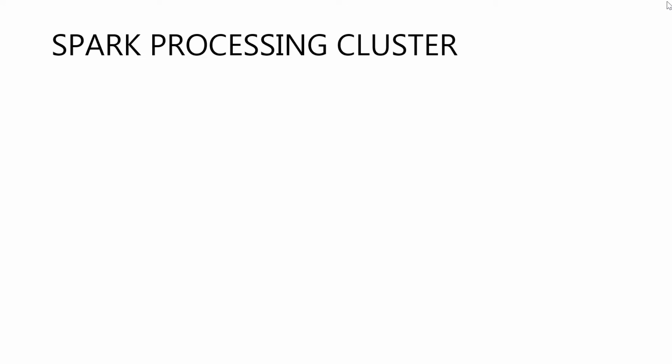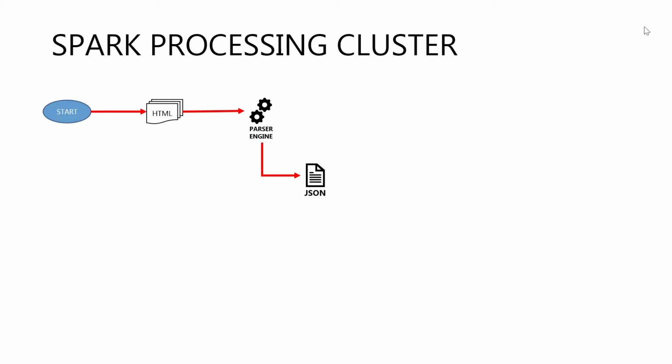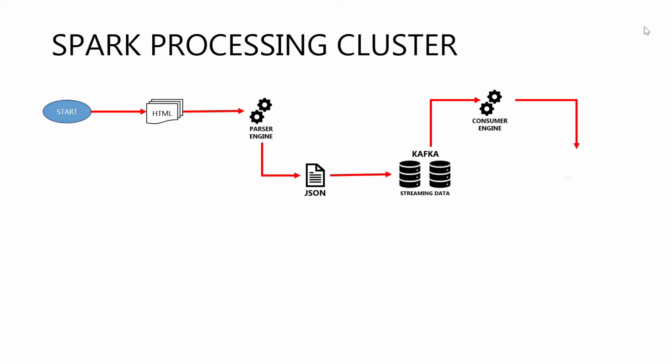This is the overall process of Spark processing cluster. The process starts from HTML that is read by the parser engine. Then the result of the process is JSON, which will enter Kafka to be stored. The data will be read and processed by the consumer engine, and the results are entered into HBASE.